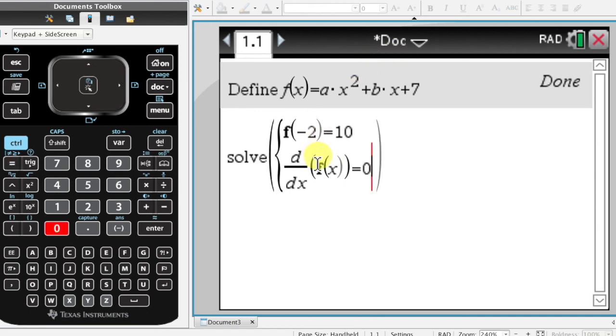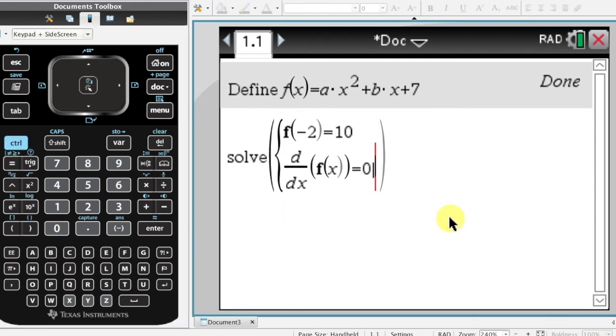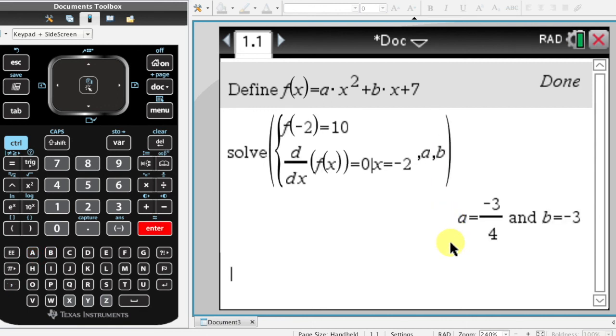So the derivative of f of x will equal 0 given that x is equal to -2. So I just need to go and use the given that symbol. x is equal to -2. And I want to solve for a, and I want to solve for b. And there's my answer, just like I did by hand.